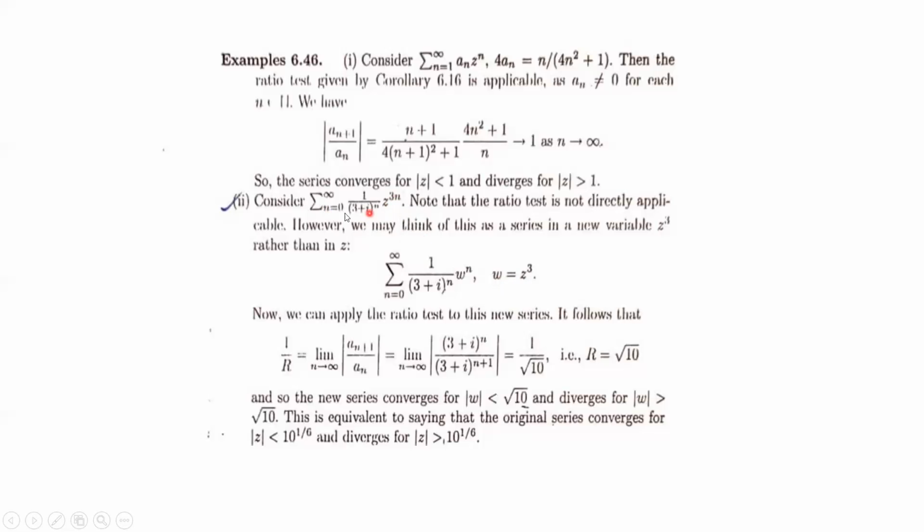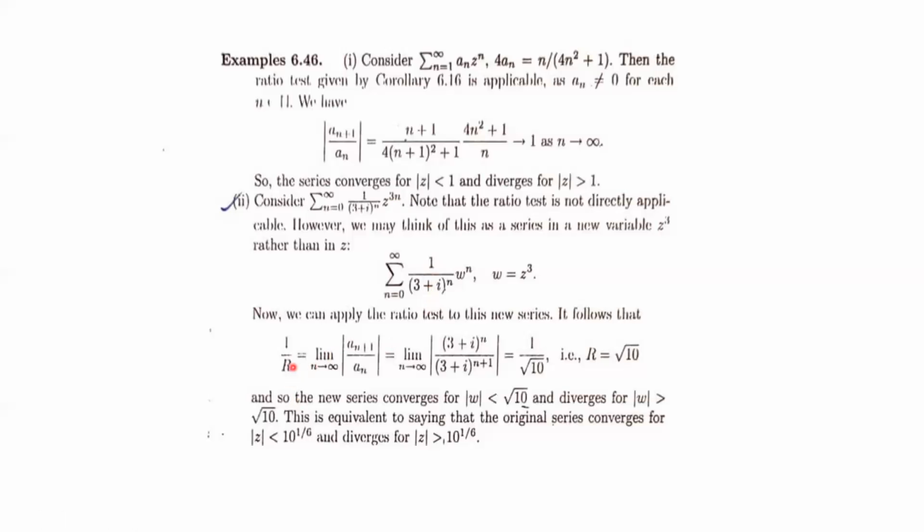Then this series can be written in this form: summation n equal to 0 to infinity, (1 by 3 plus i) to the power n, w to the power n. So this is now the new power series in the variable w. But look here. For this case, there is no zero coefficient. Okay, no zero coefficient here.